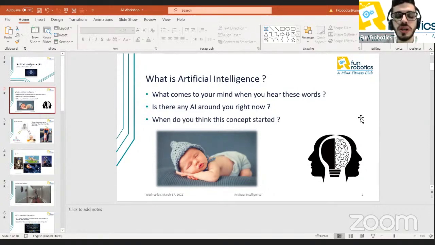Usually you would associate AI with robots, or maybe machines that do certain types of things, such as humans do. Now, do you think there is any AI around us right now? Your computer, your laptop? We will see if this is true or not as we go on in the session. Now, there's also a question of when this AI came into existence. Was it lately? Was it before? I mean, did AI just come out last year? We will see that also during this session.